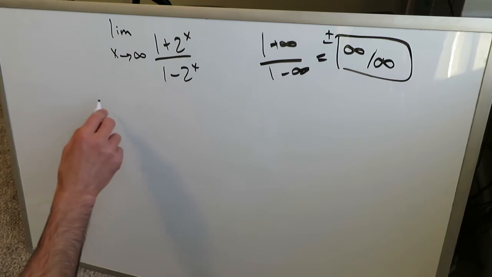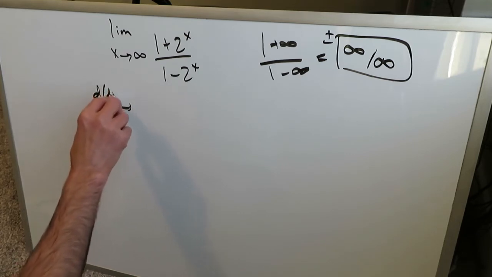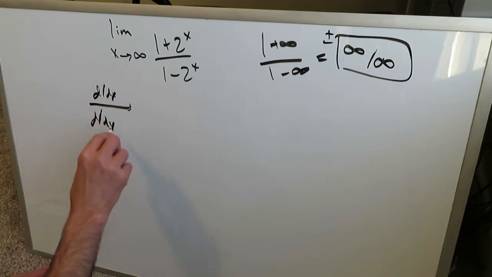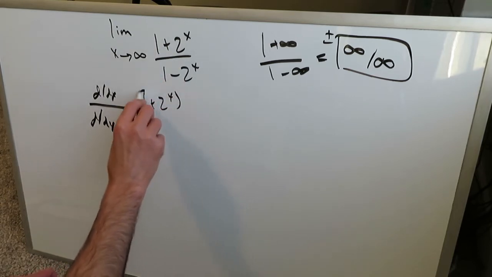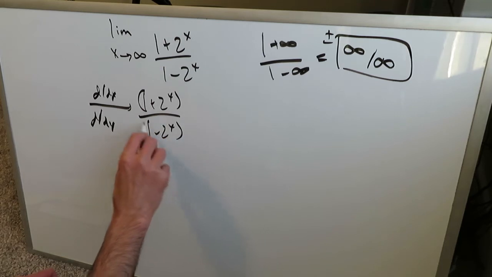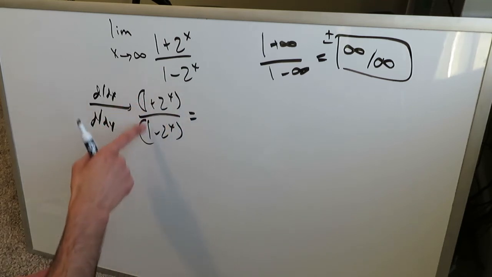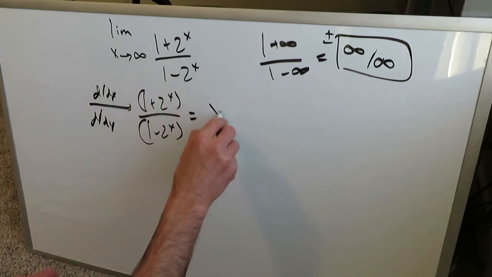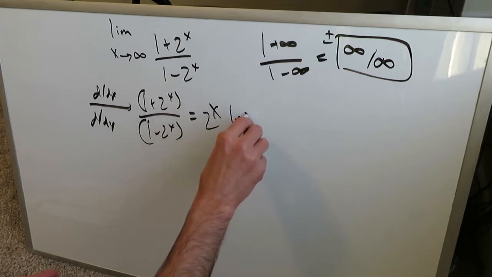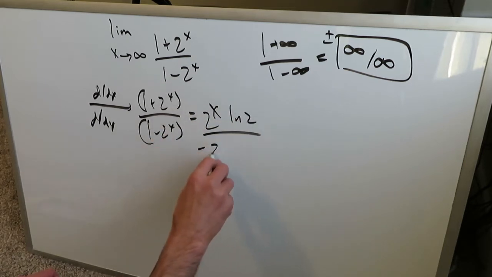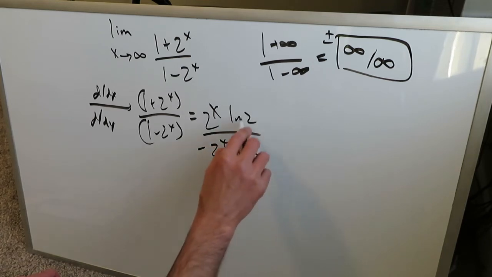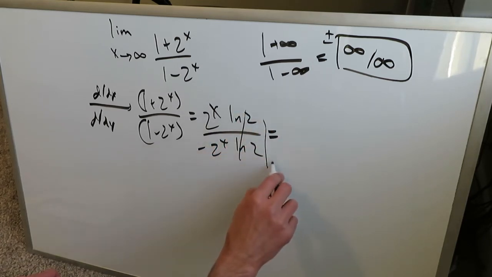When you're using L'Hopital's rule, you take the derivative in the numerator and the derivative in the denominator. When you do the derivative of 1 plus 2 to the power of x and 1 minus 2 to the power of x, the ones will zero out. 2 to the power of x becomes 2 to the x natural log 2, and over here it will be minus 2 to the power of x natural log 2. These will cancel out, and you could eventually put x as infinity.